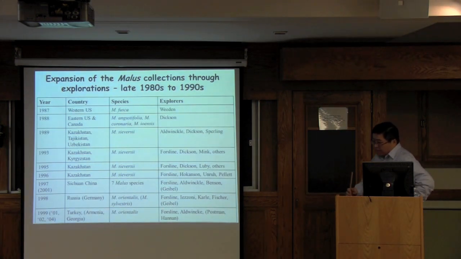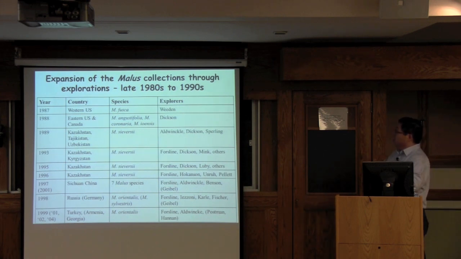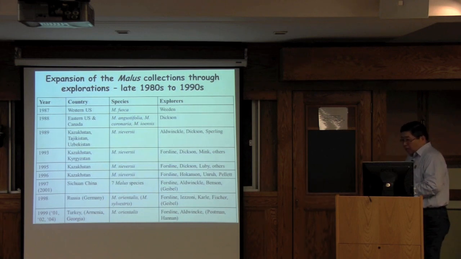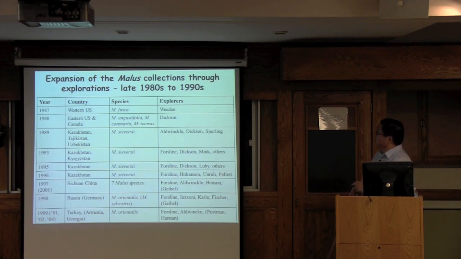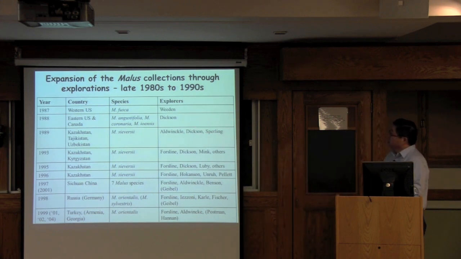The next phase of the Malus collection at Geneva I consider the expansion phase of the collection, especially through a lot of exploration activity from the late 80s into the 90s. The first exploration was by Professor Weeden of Cornell University. He went to the west coast of North America to collect a lot of Malus fusca in 1987. Later, the graduate student Elizabeth Dickinson, for her thesis work, collected a lot of material in the eastern US, also in the Midwest.